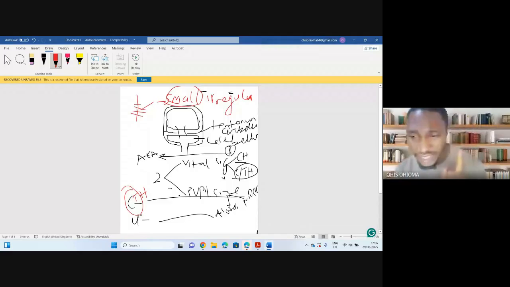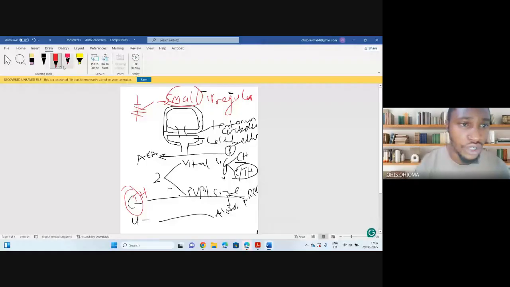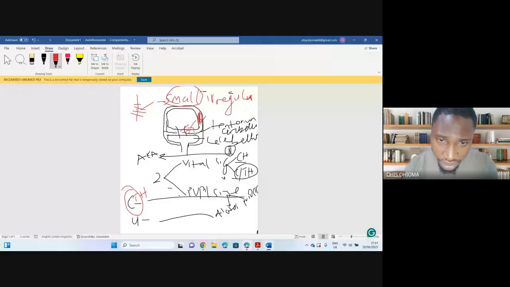For uncal herniation, what the patient will have, basically, what's happening is this: this is the midbrain, and there's an extension of the temporal lobe called the uncus over here. So when blood gathers around this region, it pushes this lobe towards the midbrain. And when it pushes this part towards the midbrain, it compresses the cranial nerve 3 over this region here, over the midbrain.